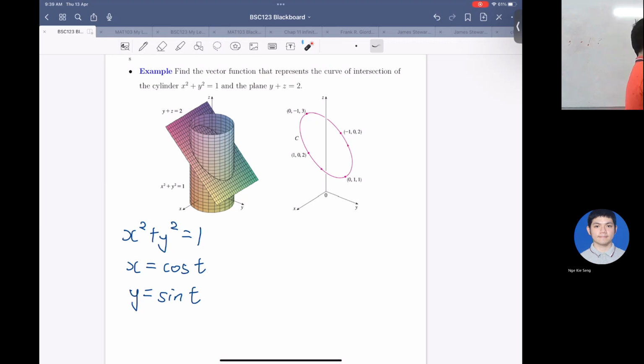I repeat one more time. Now we know how x and y move. And then I tell you the relation between y and z: y plus z is equal to 2. So how do I figure out how z moves?